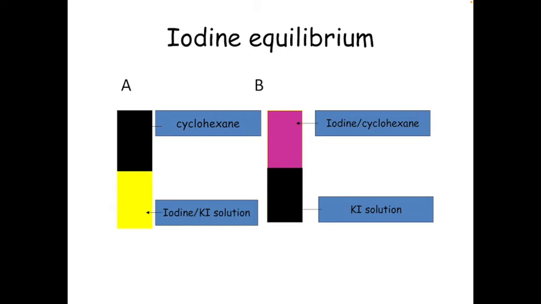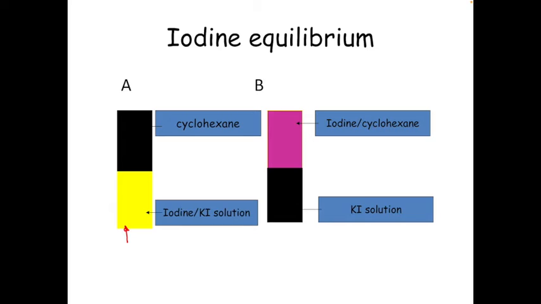We're going to have a wee look at an experiment, and I'll actually show you me doing it. We're going to add some iodine into the KI, which is potassium iodide, and then we'll add some cyclohexane as well. That's in test tube A, and then we're going to stopper it. We're going to put some potassium iodide into test tube B, and then put some cyclohexane with some iodine dissolved into it on top.